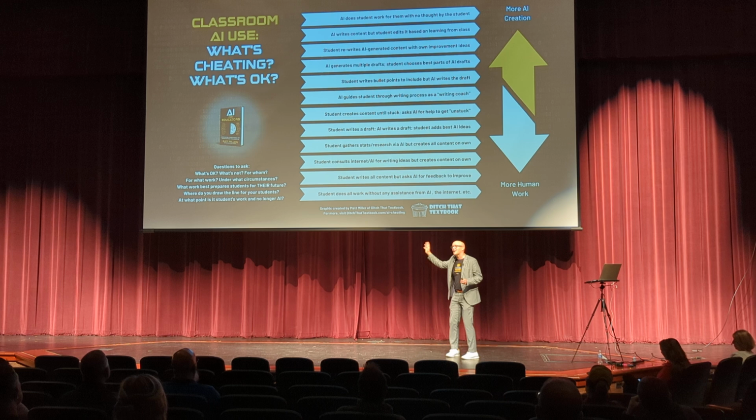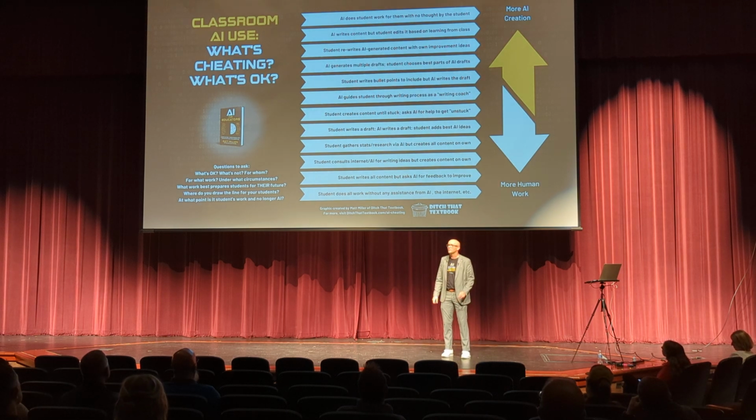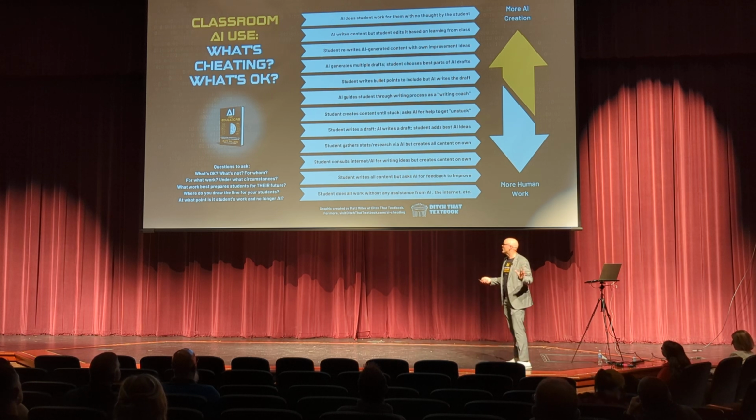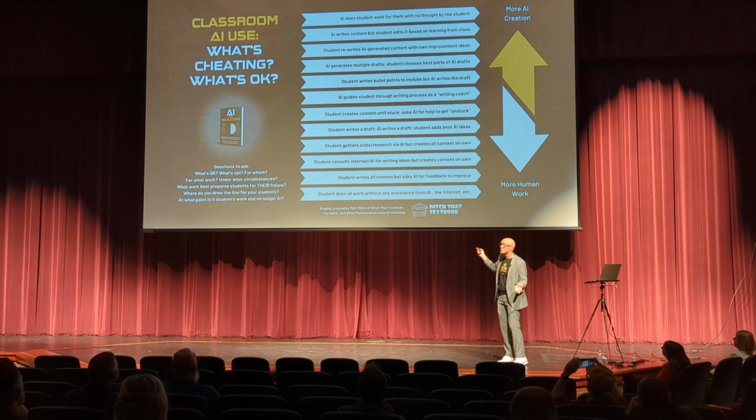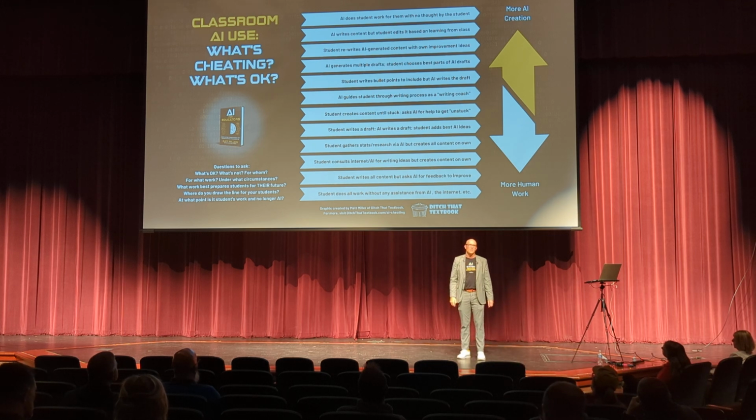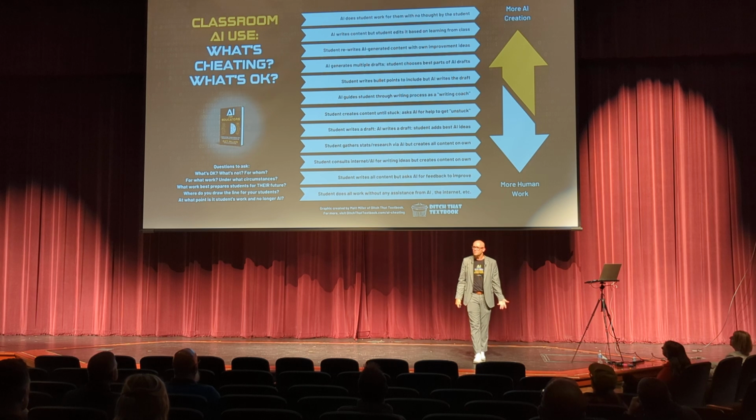If you just want to say, yes AI, no AI, AI is terrible, we should never ever use it, this graphic starts to show you that it's a little trickier than that. It's a little more complicated than that. And with the teachers, we identified that the ones at the bottom and the one at the top are things that we didn't want. AI does student work for them with no thought by the student. We don't like that. We want students to think. Student does all work without the assistance of AI or the internet or anything. Well, that's not really preparing them for their future.